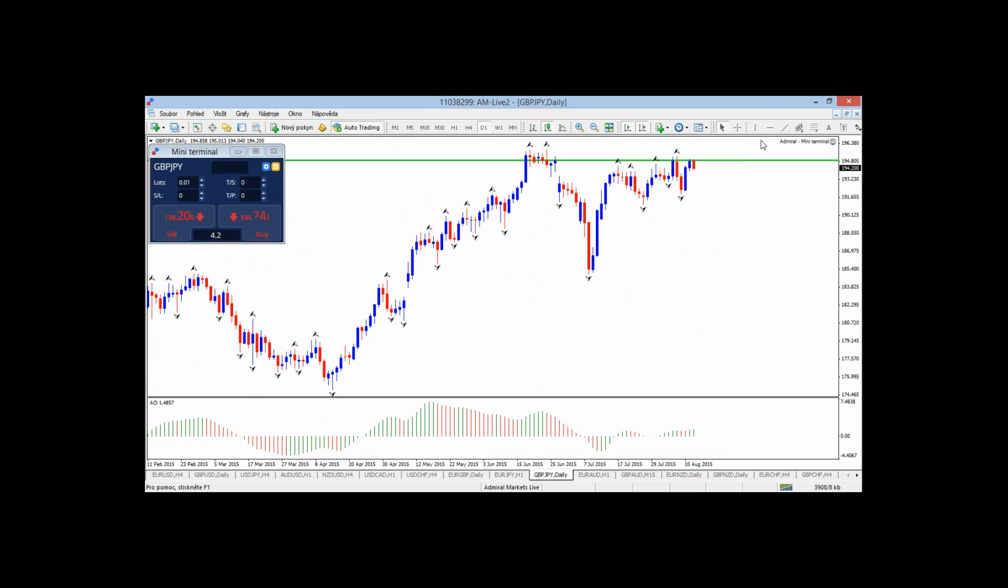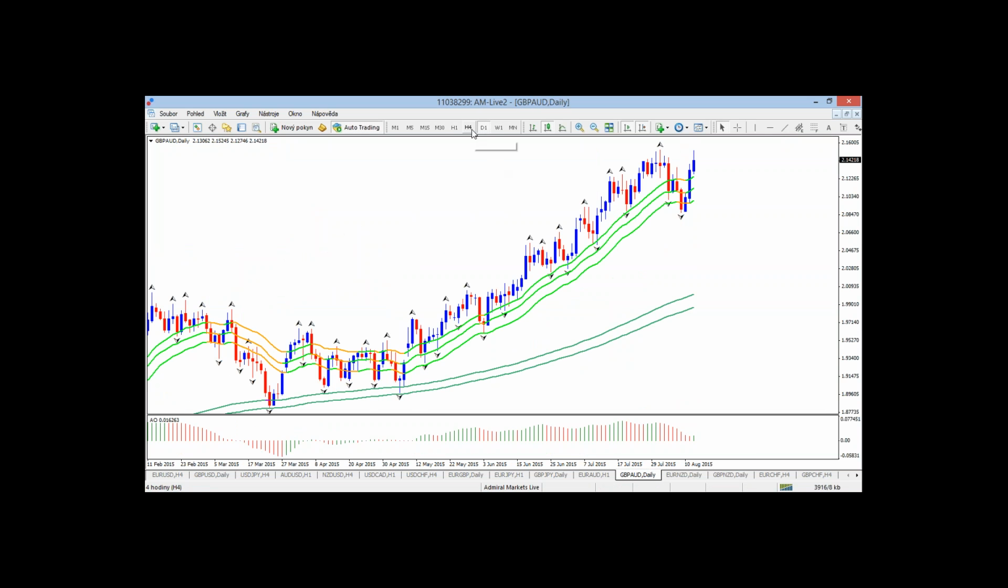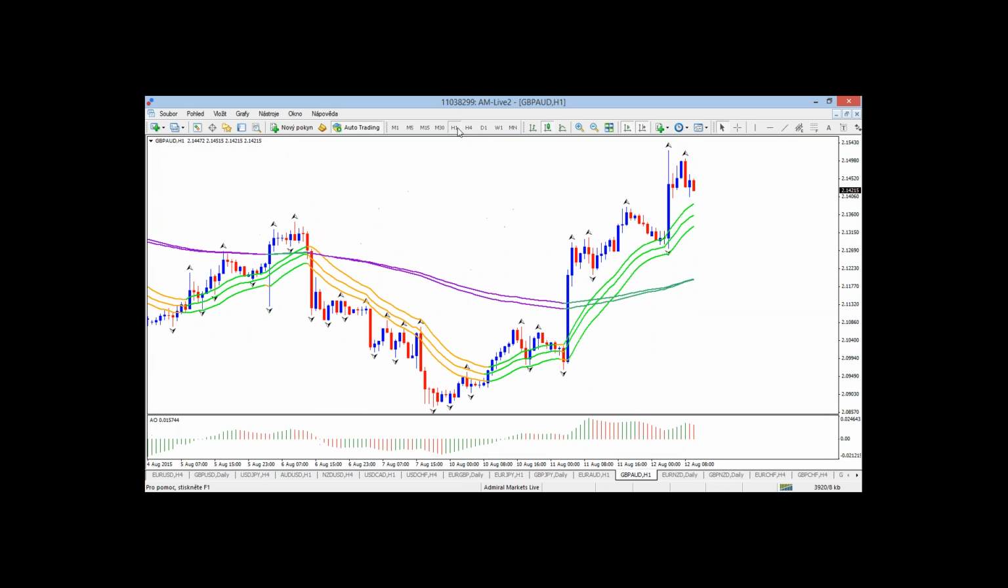Pound yen does not look interesting. Too much resistance. Pound AUD at resistance like Euro AUD. Same trade yesterday.